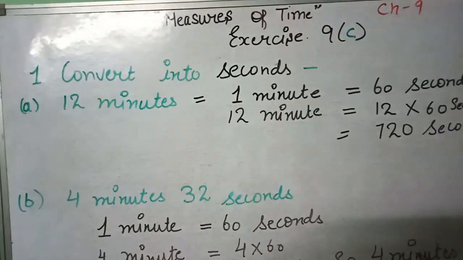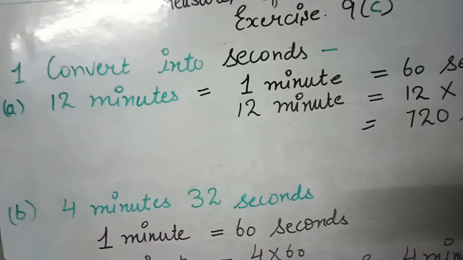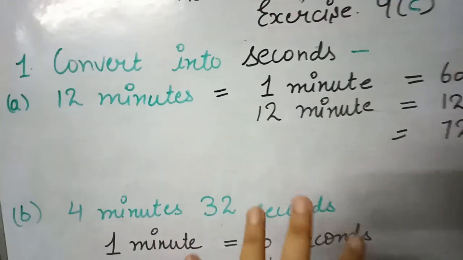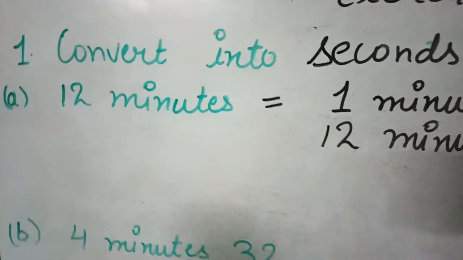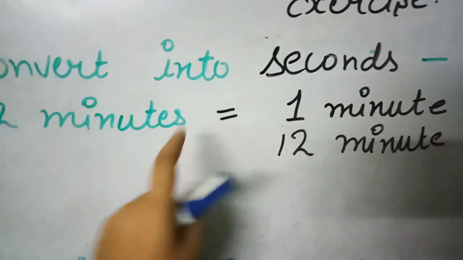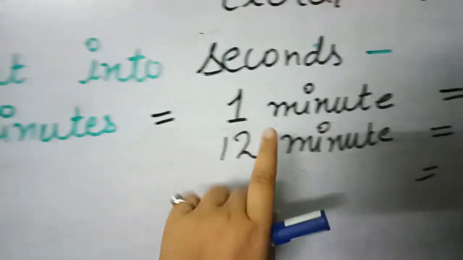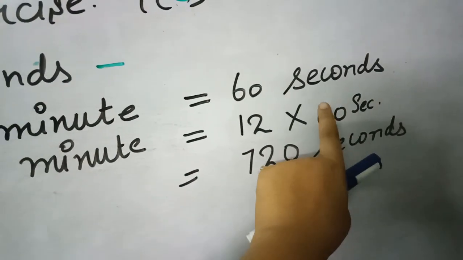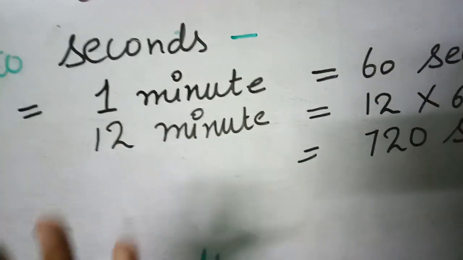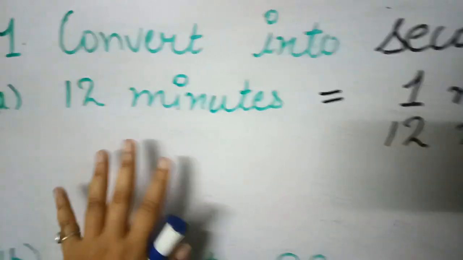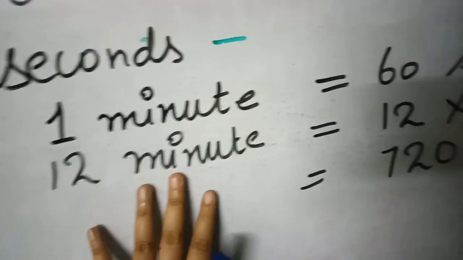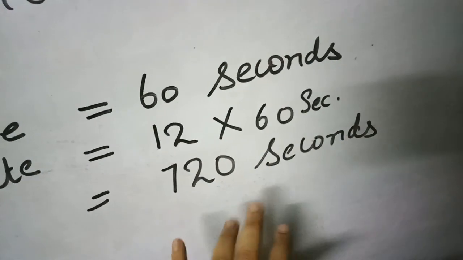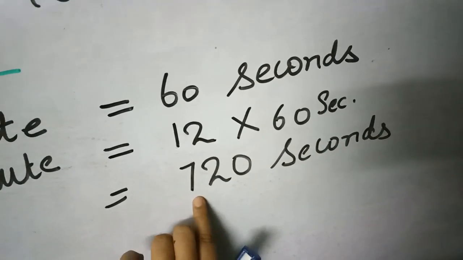Okay students, now we are going to convert into seconds. Firstly we learned how to convert into days, how to convert into hours. Now come to seconds, right? We have to convert 12 minutes into seconds. So in 1 minute there are 60 seconds. There are 12 minutes. What we will do, we will multiply 12 minutes with 60 seconds, right? 12 multiplied by 60 seconds equal to 720.